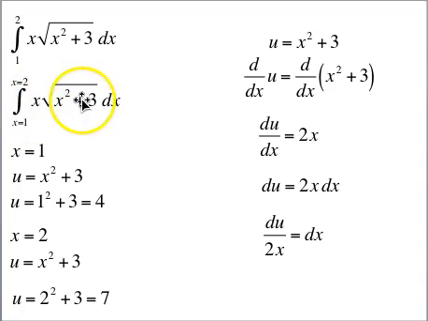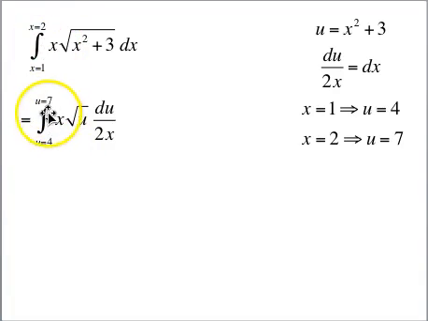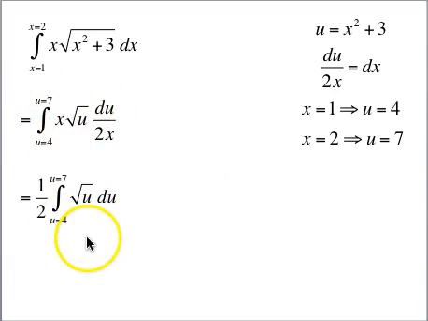x times square root of u, dx is du over 2x. So here's all the information we need. x equals 1 gives us u equals 4, x equals 2 gives us u equals 7. x times the square root of u, square root of x squared plus 3, dx is du over 2x. The x's cancel. The 1/2 goes out in front. And I have the integral as u goes from 4 to 7 of the square root of u du. And you can see we're just about finished.